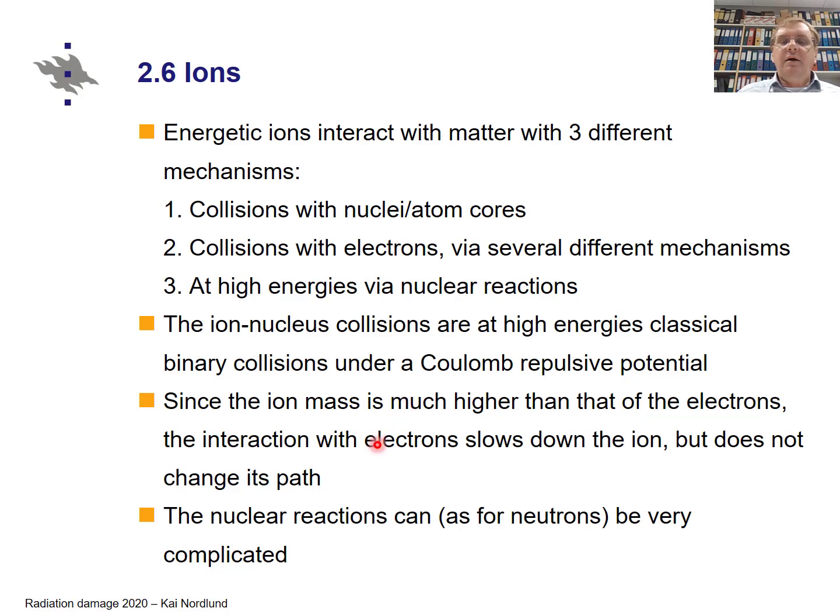But because the electron is so much lighter than the ion, the collisions with electrons do not really change the direction of the ion appreciably, except at very low energies, maybe a little bit. The nuclear reactions can be very complicated, but most of the time they are not really significant for damage production for ion implantation and neutron irradiation kinds of situations, so we don't deal with them in more detail.